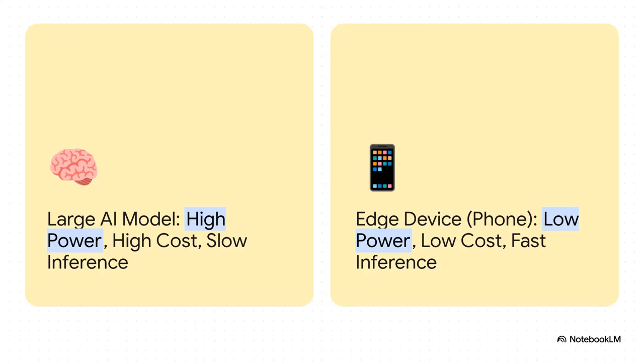And this really shows you the disconnect, right? On one hand, you've got the giant AI chilling in a data center. It's high power, super expensive to run. On the other hand, you've got your phone. It's got to be low power, low cost, and it needs to be fast. That's what we call inference. The AI has to make a decision, like right now. These two things seem like they're from different planets, totally incompatible.